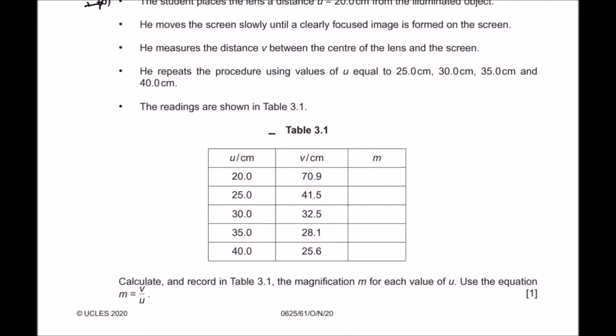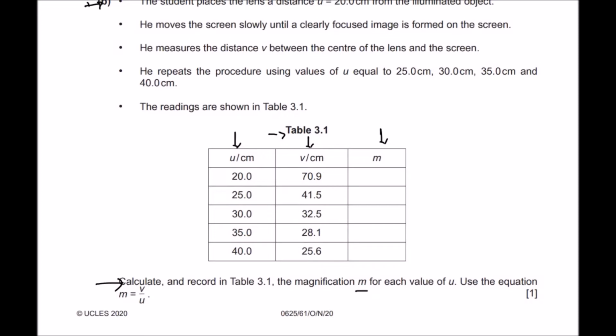This is table 3.1. Look at the header. First you have u in centimeter, second v again in centimeter, and third is m, that is called the magnification. Calculate and record in table 3.1 the magnification m for each value of u. Use the equation m is equal to v by u.